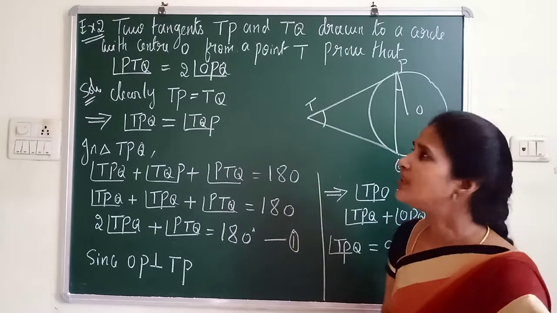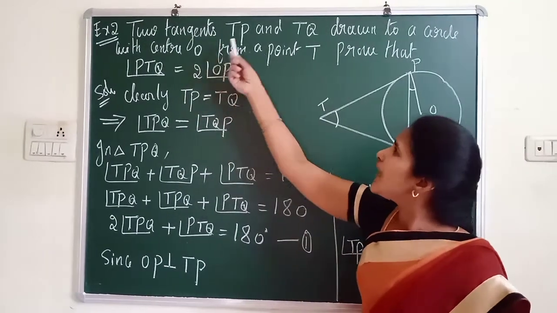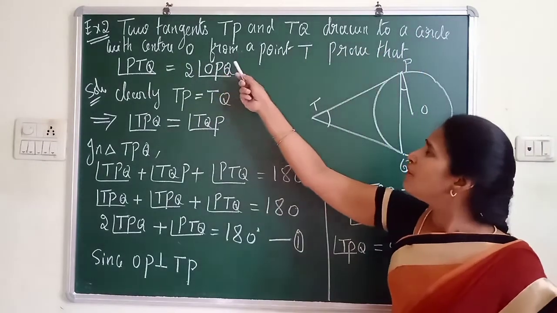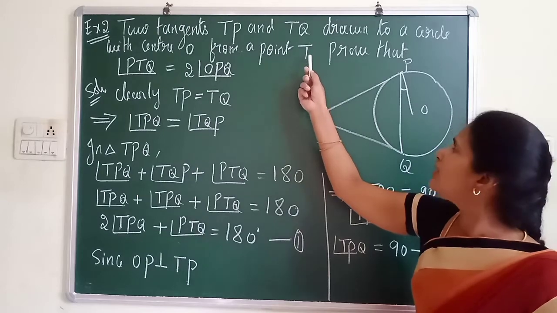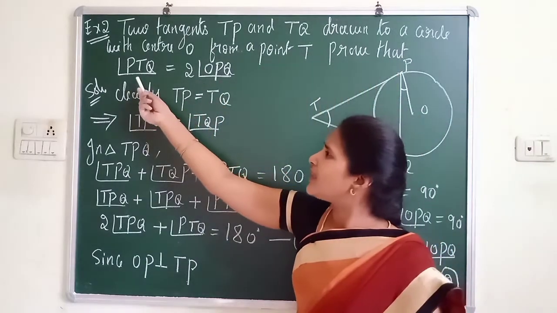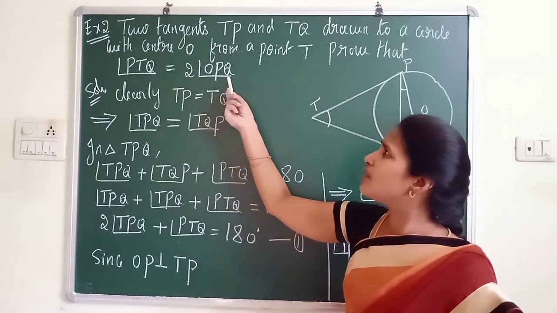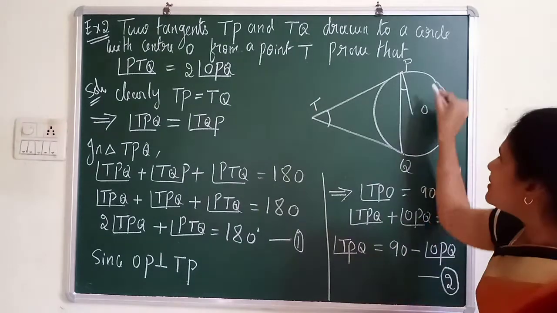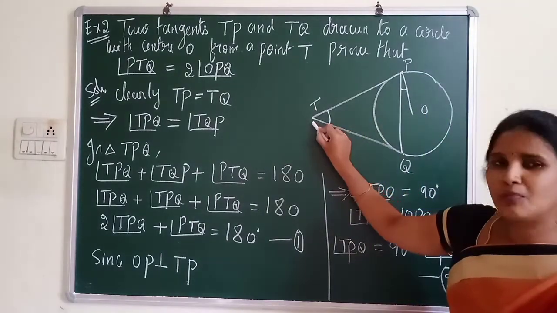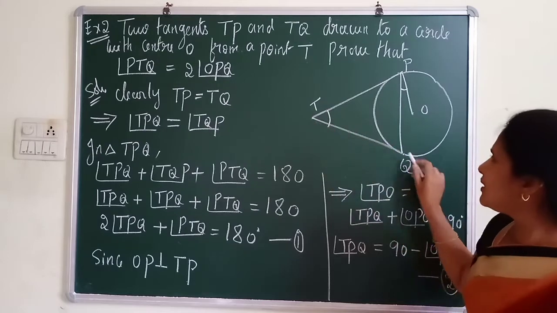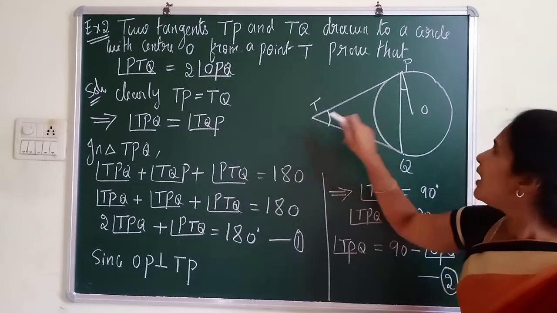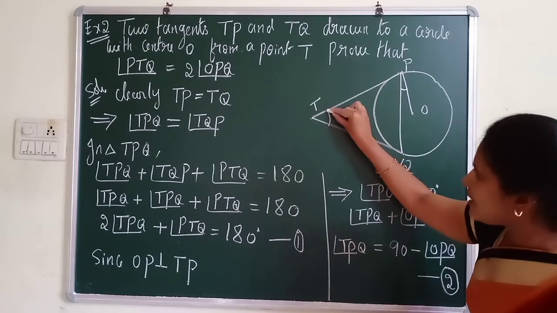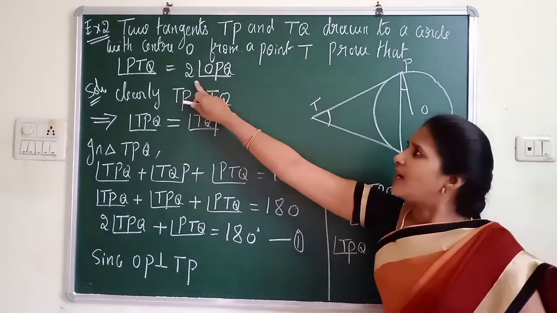Coming to the next example, example number 2. It states: 2 tangents TP and TQ are drawn to a circle with center O from an external point T. I have to prove that angle PTQ equals 2 times angle OPQ. It's a very important question. So first try to understand: this is a circle and T is an external point. TP and TQ are the tangents drawn from this point, and he asked to prove angle PTQ, which means this angle, equals 2 times OPQ.